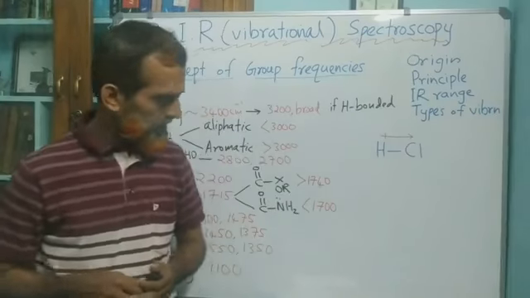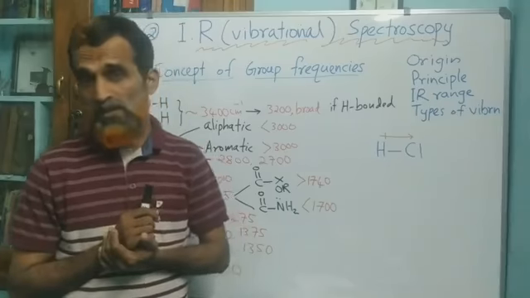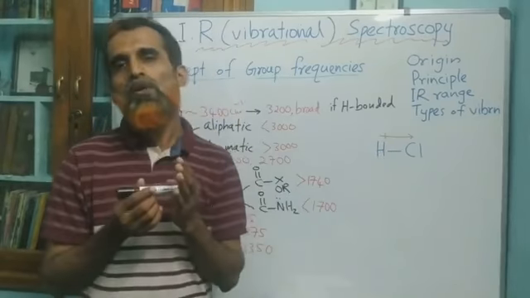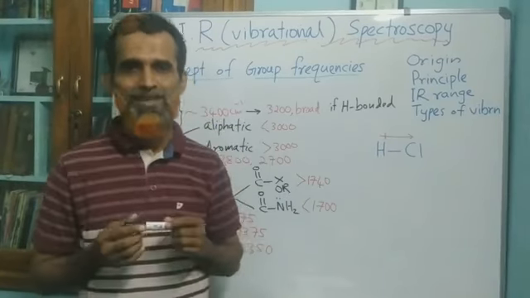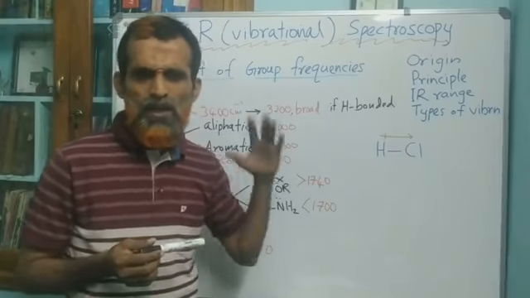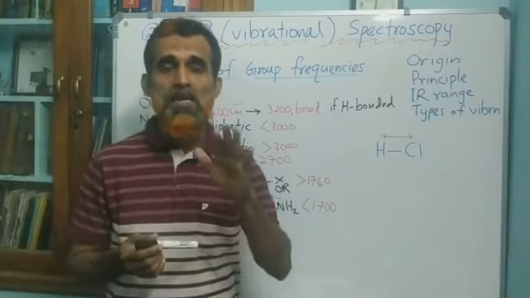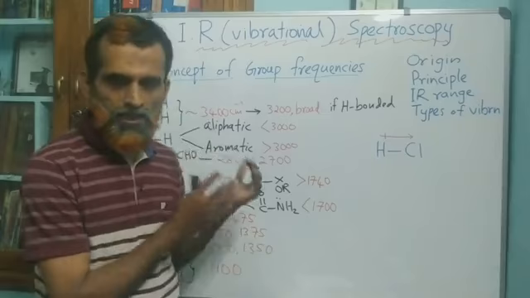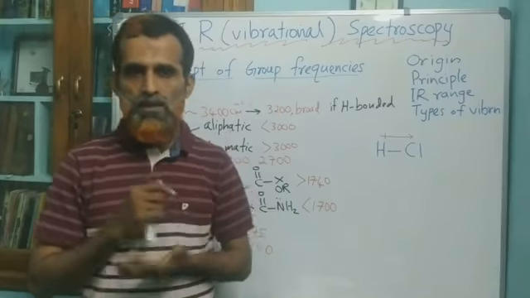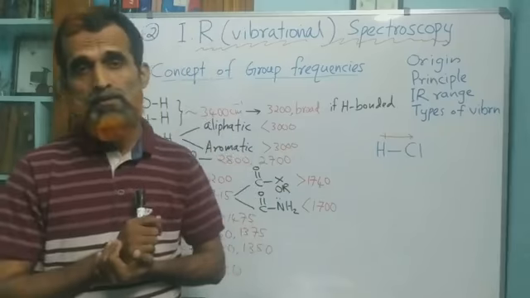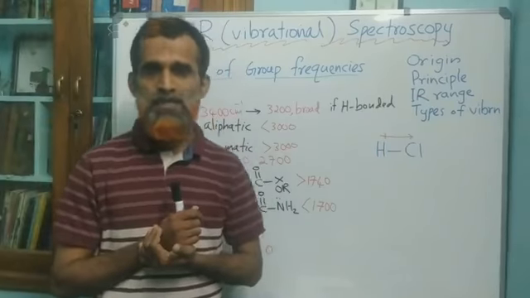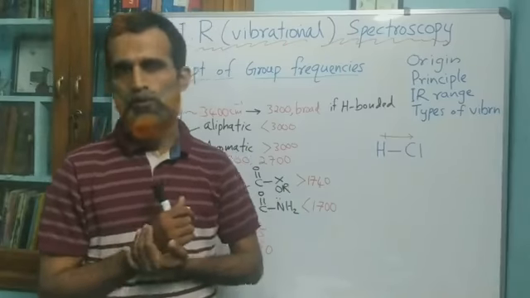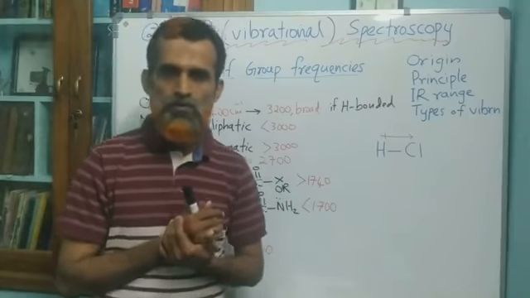First of all, origin. This spectroscopy originates from the fact that the bonds in a molecule are undergoing vibrations. It's like a spring. Actually, molecular spectroscopy is fundamentally a quantum mechanical problem. So for each spectroscopy, we write the Schrödinger wave equation, put in the energy parameters and solve the equation to get the quantized energy levels for various spectroscopy. That all comes in your 5th semester.